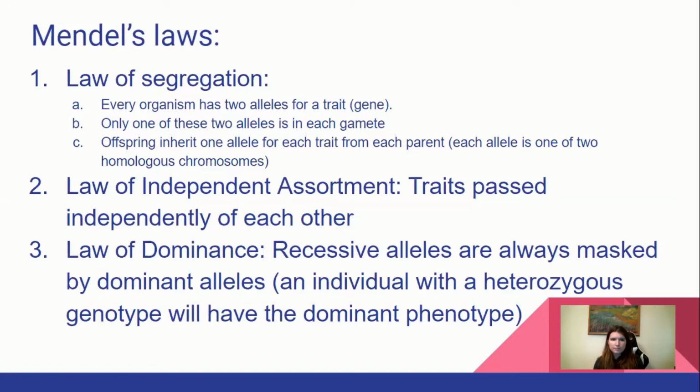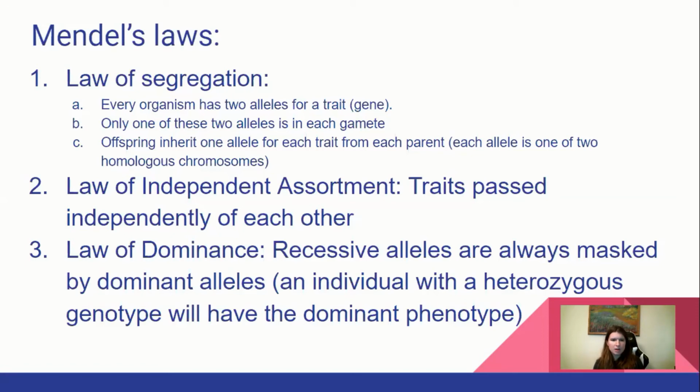The first law is that every organism has 2 alleles of a trait, 2 genes, 2 versions. Only one of these ends up in a gamete. And we know that's true because we know how meiosis works: offspring inherit 1 allele, or 1 version, of each trait from each parent.